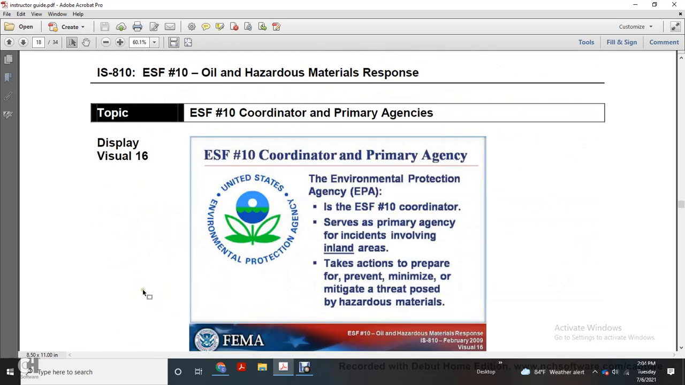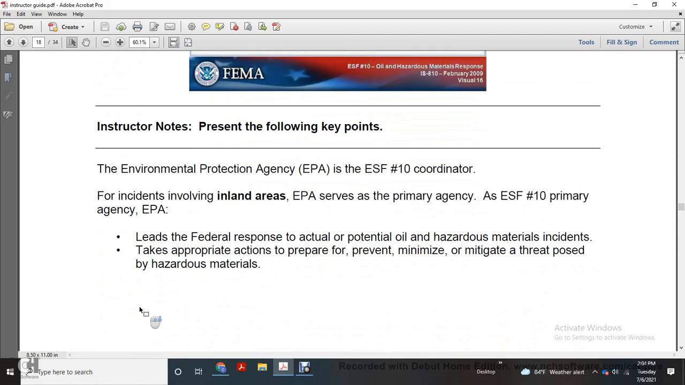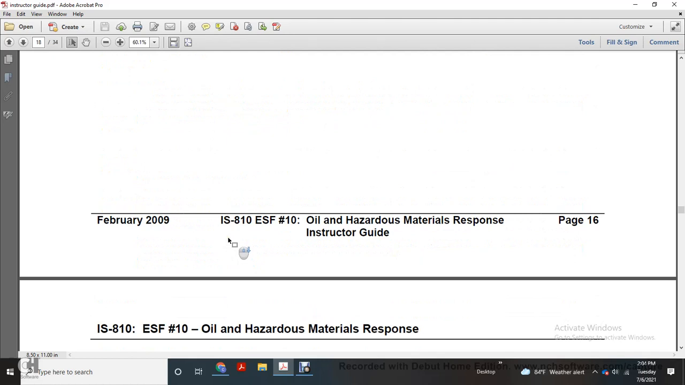Display visual number 16, Emergency Support Function number 10 coordinator and primary agencies. The Environmental Protection Agency is the Emergency Support Function number 10 coordinator. It serves as the primary agency for incidents involving the inland area, taking action to prepare for, prevent, minimize, and mitigate the threat posed by the hazardous material. Instructor's key points: the Environmental Protection Agency is the Emergency Support Function number 10 coordinator. For incidents involving the inland area, the Environmental Protection Agency serves as the primary agency. As the primary agency, EPA leads the federal response to actual or potential oil and hazardous material incidents and takes appropriate action to prepare for, minimize, and mitigate the threat posed by hazardous materials.